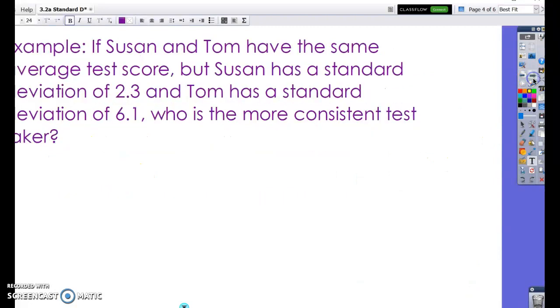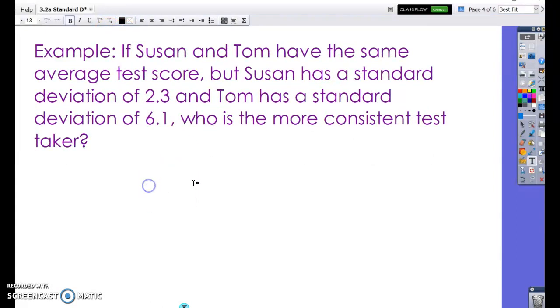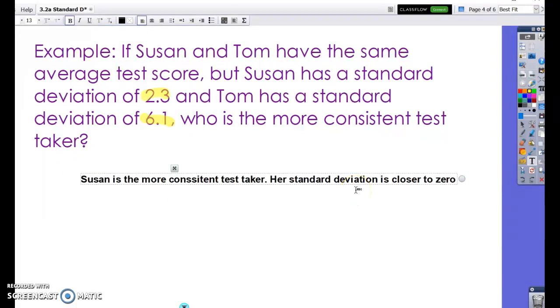Let's take a look at another one of these. If Susan and Tom have the same average test scores, but Susan has a standard deviation of 2.3 and Tom has a standard deviation of 6.1, who is the more consistent test taker? Well, we're comparing 2.3 and 6.1. 2.3 is closer to 0, so that tells us that Susan is the more consistent test taker. And again, we know that because her standard deviation is closer to 0 than Tom's is.